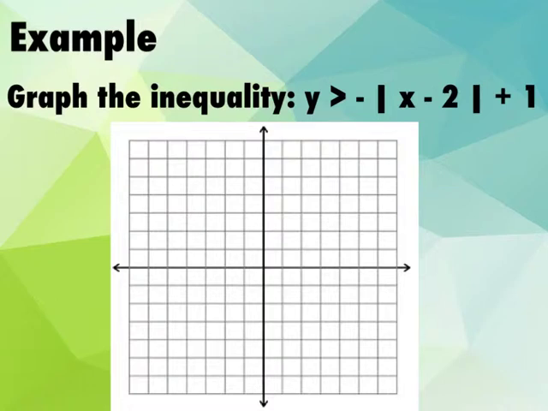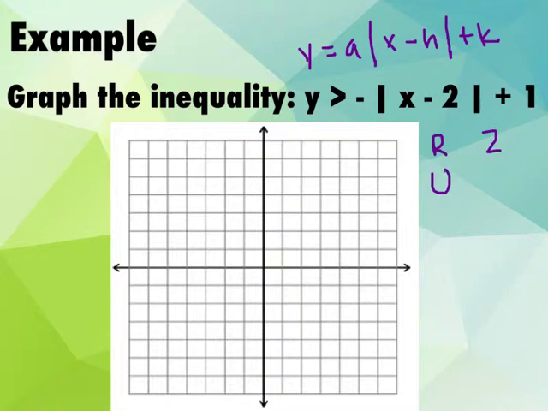Graph the inequality y is greater than negative absolute value of x minus 2 plus 1, and this sure looks a lot like y equals a times absolute value of x minus h plus k, where h and k are our shifts and a is our slope. So if I look at this graph, it's telling me to go to the right 2, it's telling me to go up 1, and my slope of my absolute value graph is going to be negative 1 over 1.